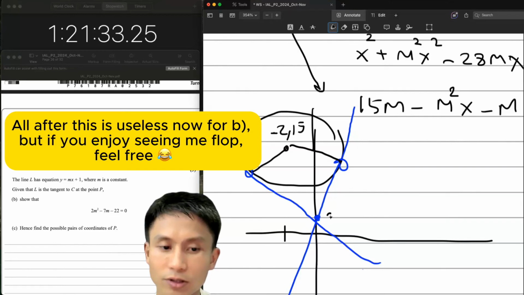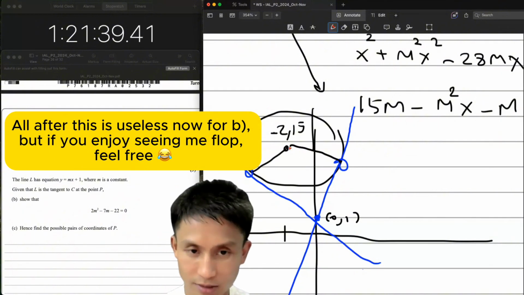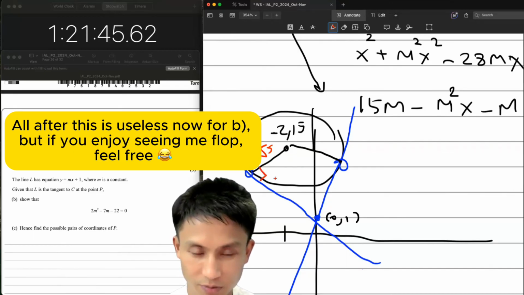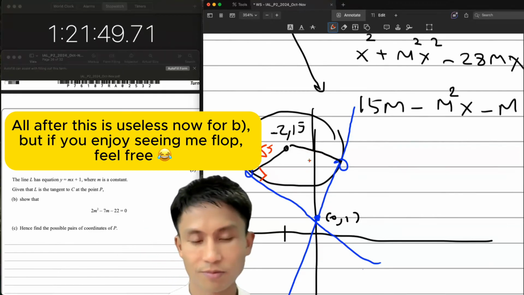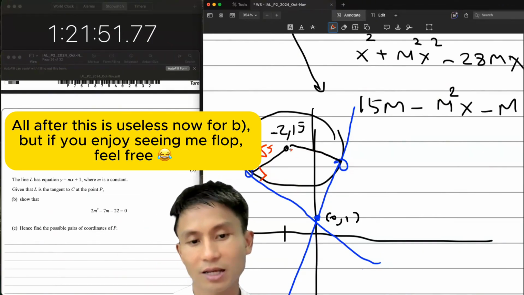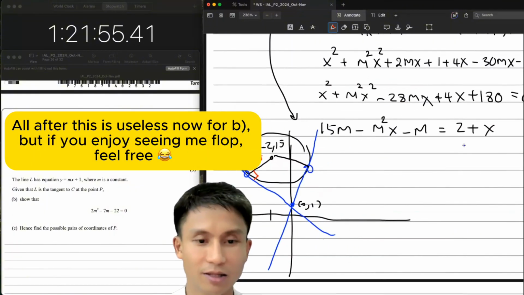So we know that this is (0, 1). Can we do anything with that? We know that this is the radius, which is 2 root 5 there, and this is a perpendicular angle. We draw this line here. What do we get? Not anything.